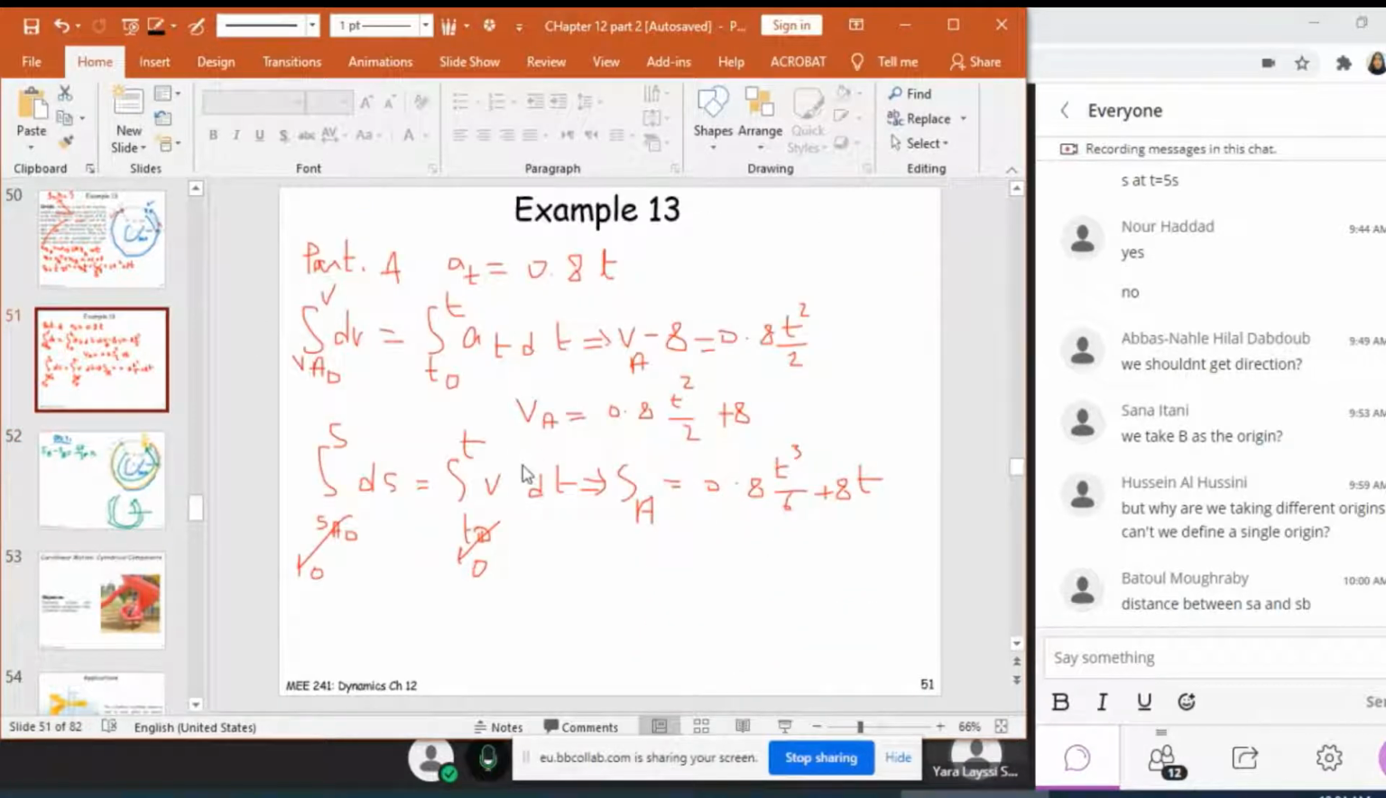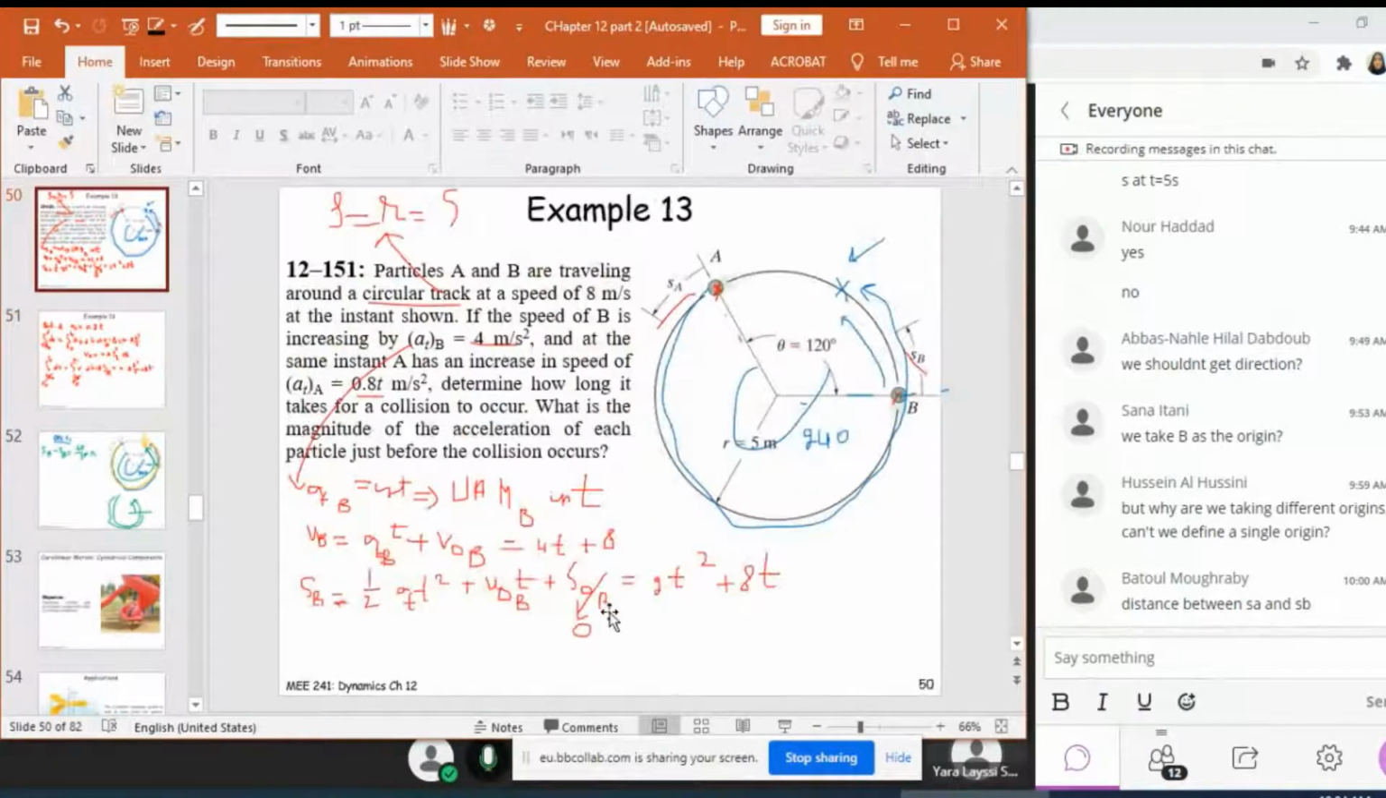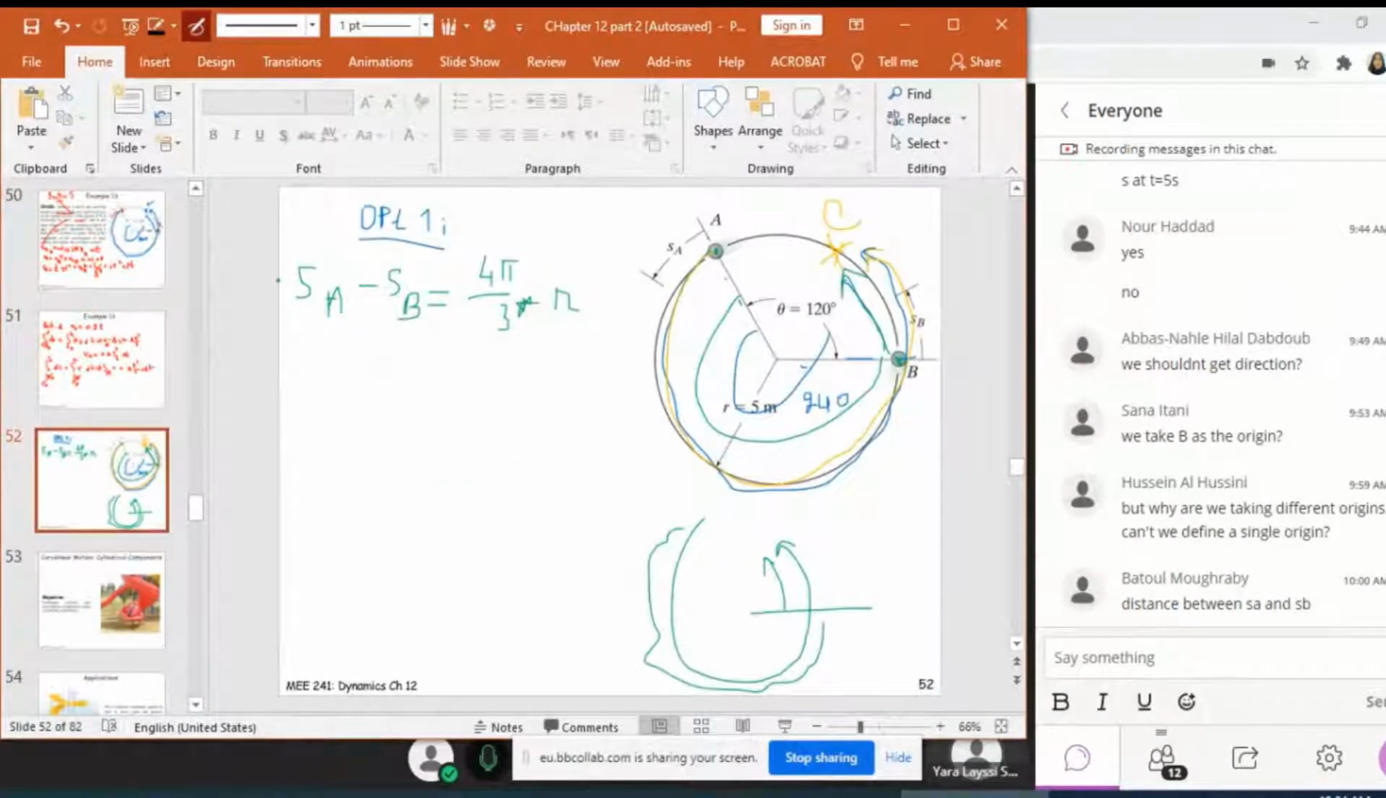Now, what is SA? SA is equal to 0.8 T cubed over 6 plus 8T, minus SB, which is 2T squared plus 8T. So 8T and 8T will vanish. I'm going to have 0.8 T cubed over 6 minus 2T squared is equal to 4 pi over 3 times r. So I'm going to bring this before the equal sign: 4 pi over 3 times r, times 5, is equal to 0.